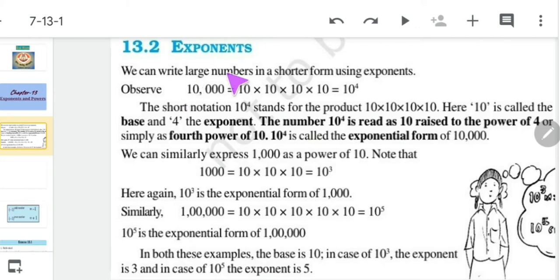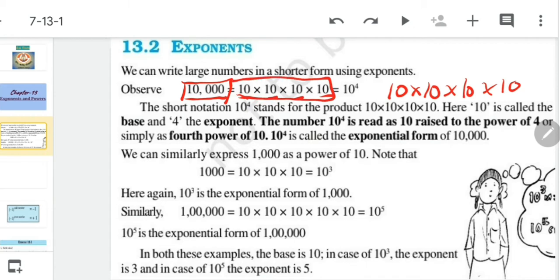We can write large numbers in a shorter form using exponents. For example, you can see this. It is written 10,000, or we can write it as 10 multiplying with 10 multiplying with 10 multiplying with 10, means we can write 10,000 as the multiplication of 10, right? Now we can also write this as 10 having power 4.